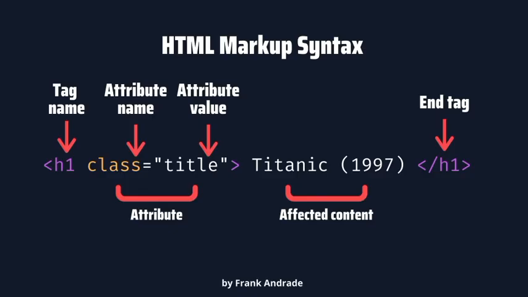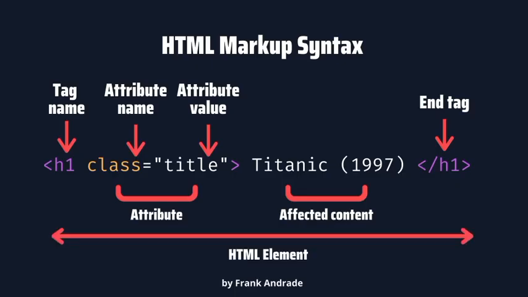Finally, we have the affected content, which is what we usually see in a website. It can be a text, for example, like a title of an article. It's cool like that because it's affected by the tag and attributes defined. So all of this is known as an HTML element or node.